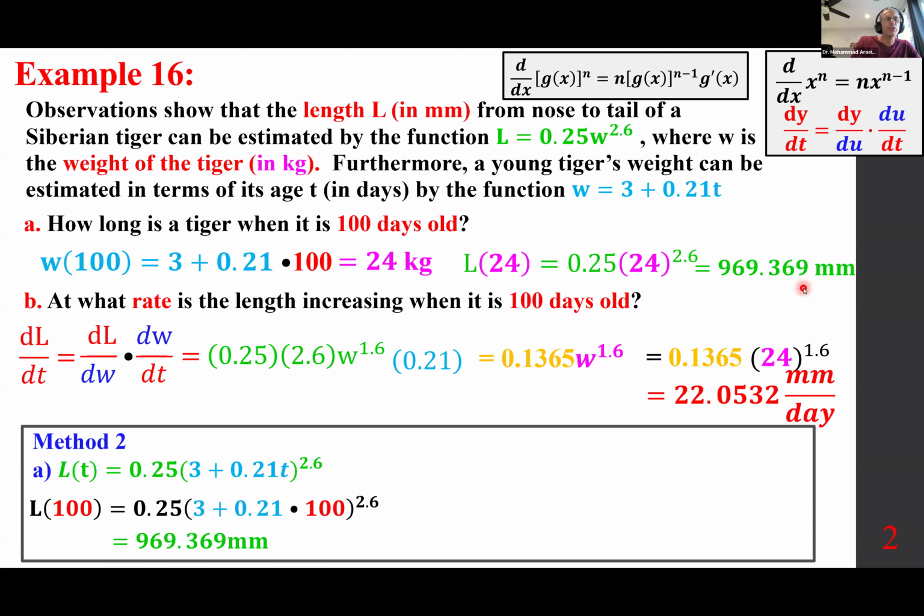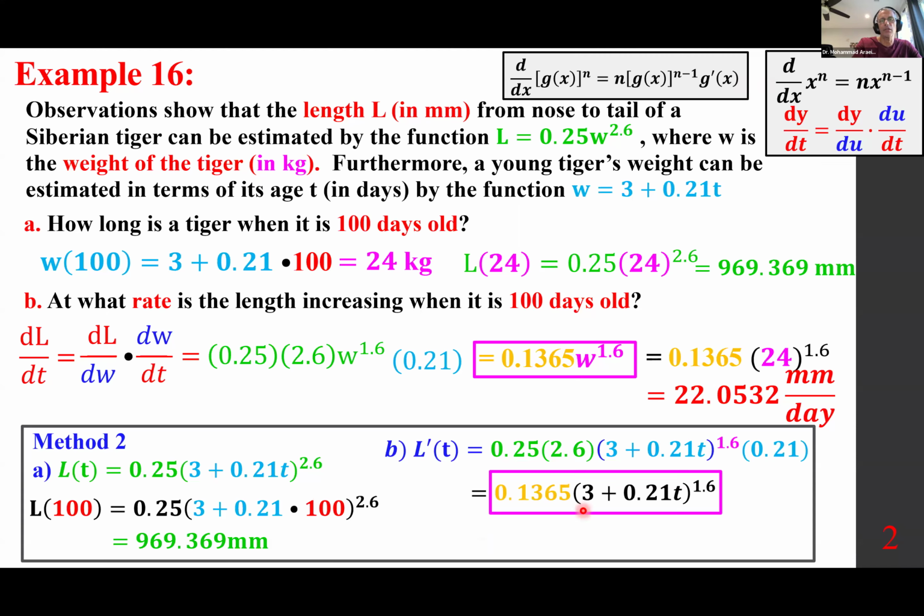Differentiation. dL/dt, or L prime of t, if you want to differentiate this, is 0.25 times 2.6, this to the power of 1.6, and the derivative of the inside is 0.21. This is using the extended power rule. Multiplication of these three numbers gives us this, and compared to what we had here, as you can see, the two are identical. And now if you replace the t, you come up with the answer, and we are done.